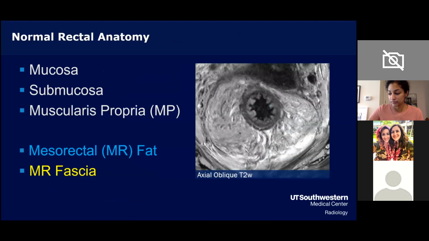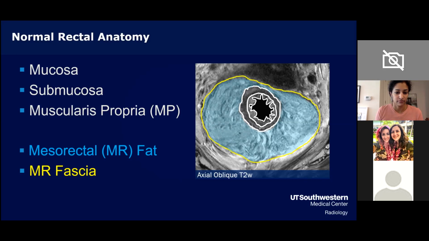So in order to stage rectal cancer appropriately with MRI, we really need to know the anatomy of the rectum. And what do I mean by that? I mean the cross-sectional anatomy of the rectum. So we really need to know the layers of the rectal wall. So the innermost layer is the mucosa, and then followed by the submucosa, and then this thick band that's typically dark on T2, which is the muscularis propria. And then surrounding the muscularis propria is the mesorectal fat in blue, and surrounding that is the mesorectal fascia. So these are important layers to keep in mind as we stage rectal cancer on MRI.